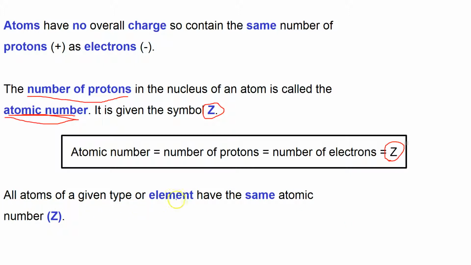Atoms of a given type or element have the same atomic number. So every hydrogen atom has an atomic number of 1. Every helium atom has an atomic number of 2. The atomic number is another way of defining what the element is.